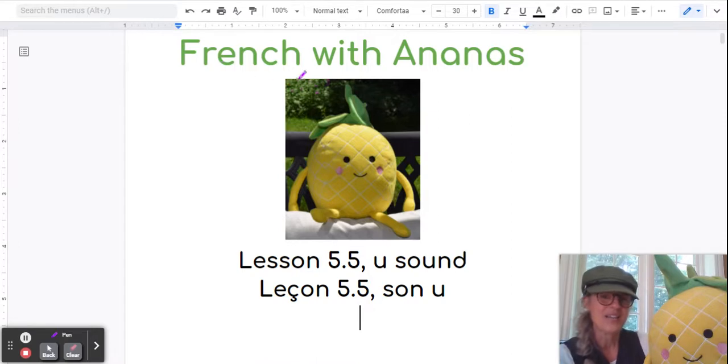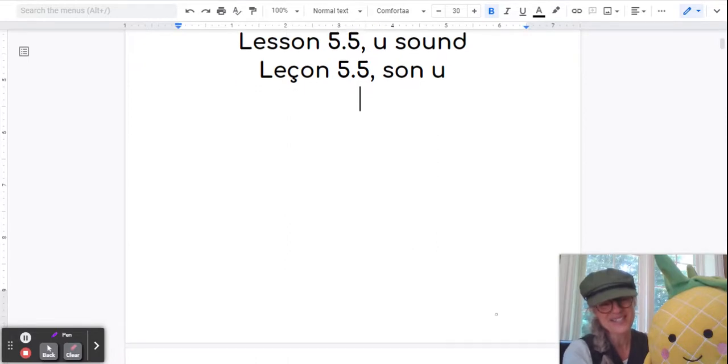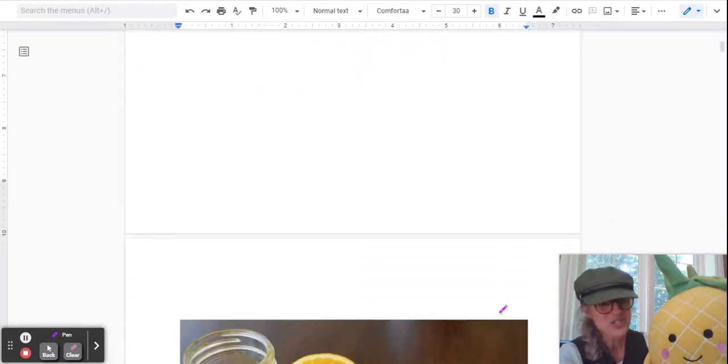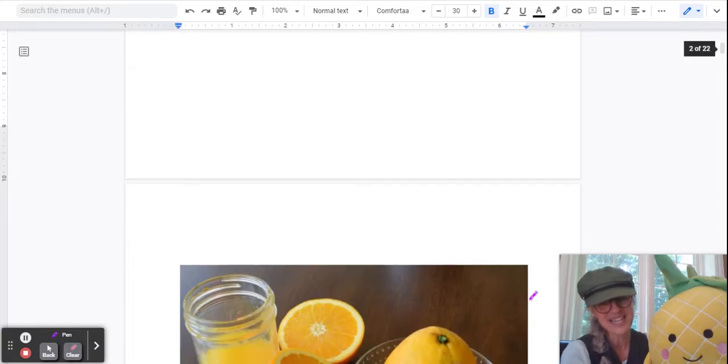So you are watching French with Anana, and this is lesson 5.5, U sound. Leçon 5.5, son U. So my friends, what are we going to do today? I'm going to show you just a little bit of the picture to give you a clue. And then you try and guess what you are seeing, what you're looking at.